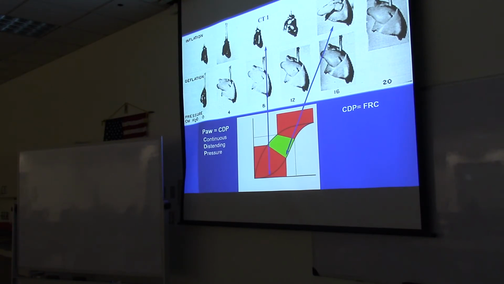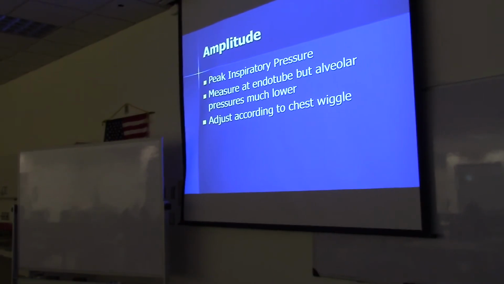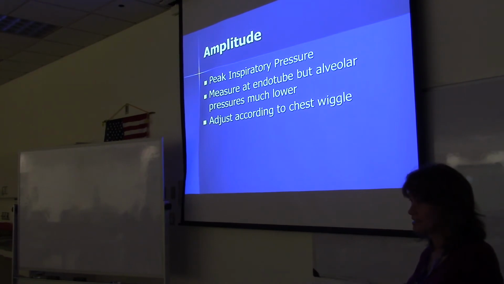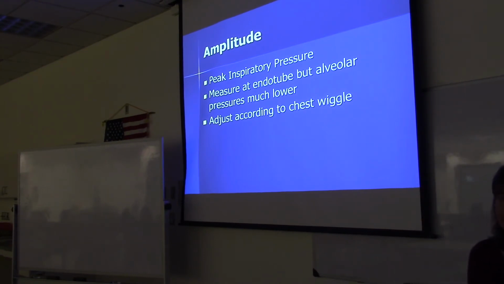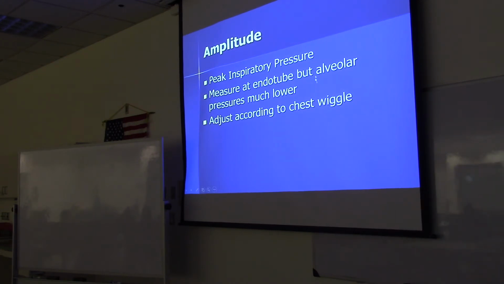It's going to show an arrow where this is happening on the hysteresis curve. All right, so settings with high frequency ventilators. Instead of setting the peak inspiratory pressure, it has a different name, but it's the same thing. It's called the amplitude. The amplitude is measured at the endotube, or actually back in the circuit. However, alveolar pressures are much lower. And the next picture shows that.